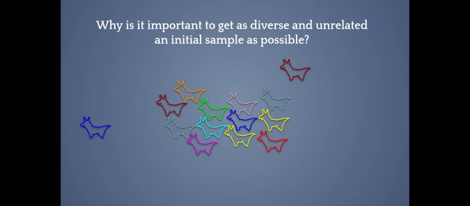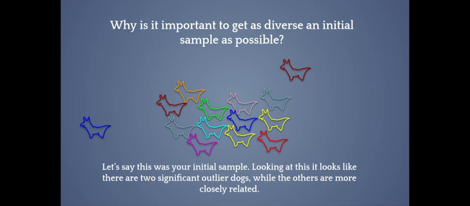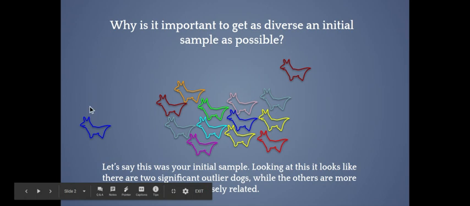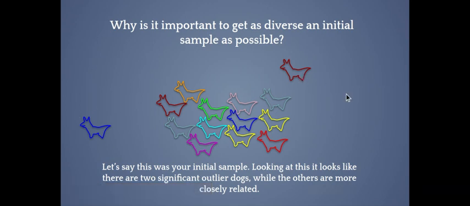So why is that important? Why is it important to get as diverse an initial sample as possible? Let's say that this was your initial sample. When we look at this sample, it looks like there's two significant outlier dogs, the blue one over here and this red one over here, while the other dogs in the population look like they're more closely related.